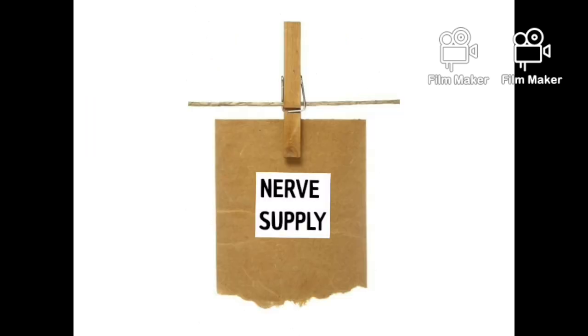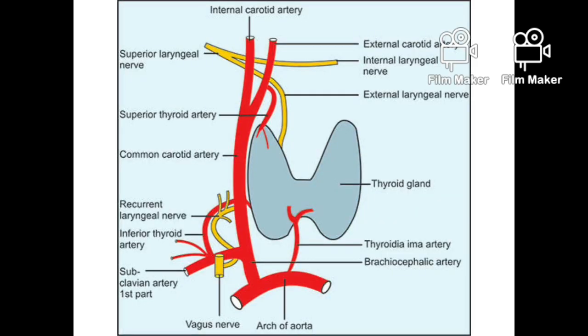Nerve supply of the thyroid gland. The parasympathetic supply of the gland is by the vagus and recurrent laryngeal nerve. The sympathetic supply is from the superior, middle and inferior cervical sympathetic ganglia.